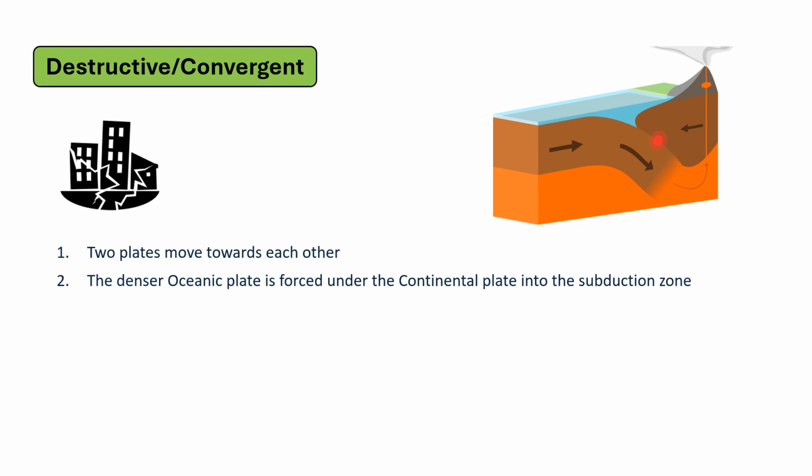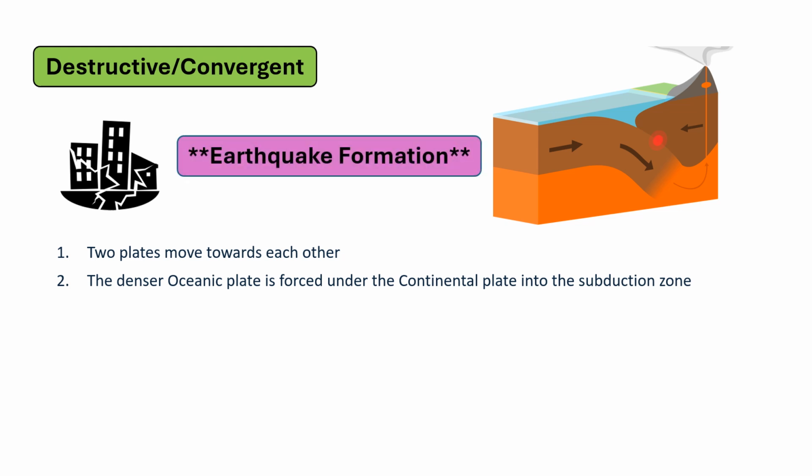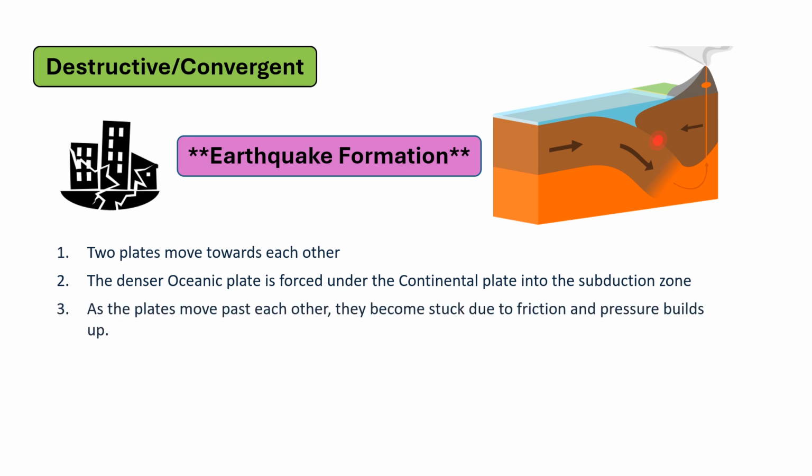Similar idea for earthquake. Again, the first two steps are the same, moving towards each other, denser oceanic forced under the continental. But what's different here is as these plates are moving past each other, a bit like a conservative plate boundary, the plates are rubbing against each other because they are not perfectly flat. They catch on each other, they get stuck, friction builds up, we get a huge building up of pressure.